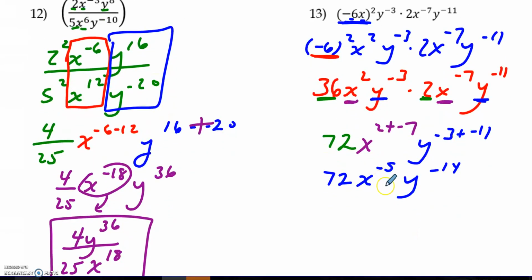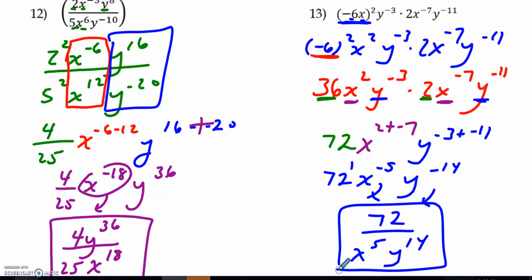Now this time I have 2 things with negative exponents, so both need to be flipped down. So that means that the 72 has an exponent of 1, so it does not flip, so it remains in the numerator, but the x to the 5th and the y to the 14th flip to the denominator. So this would be my final answer for number 13.